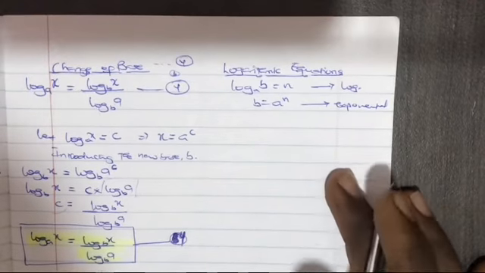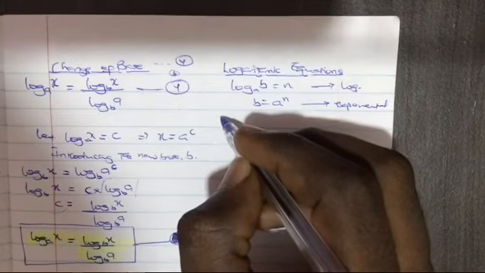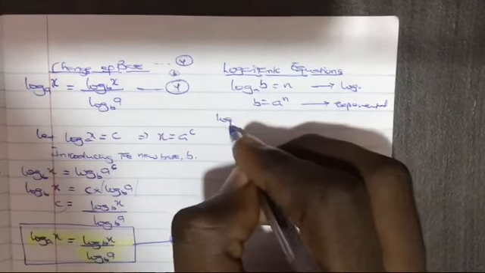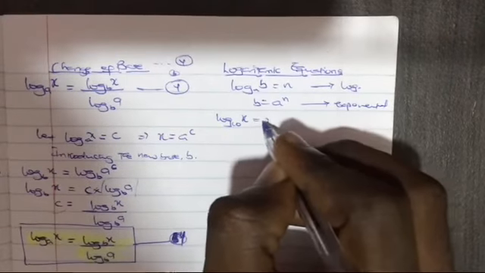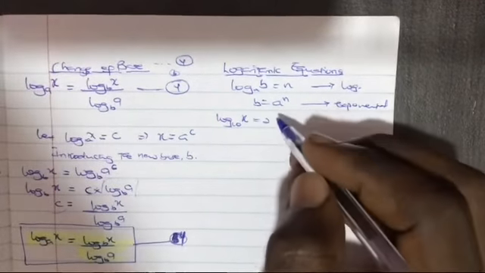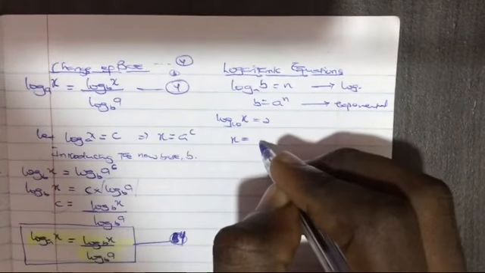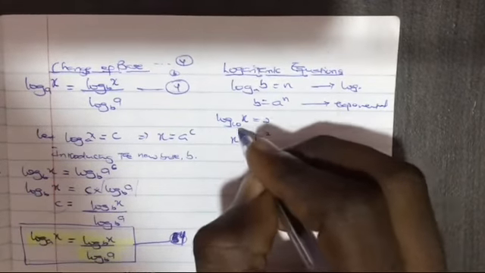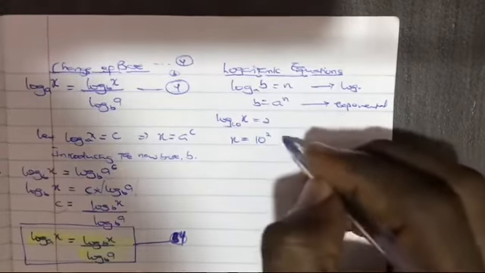So for example, you are given an equation like log x to the base 10 is equal to 2. You're supposed to find x. It's just x is equal to 10 exponent 2. You just bring the 10 here to shift the 2 up. And this is 100.